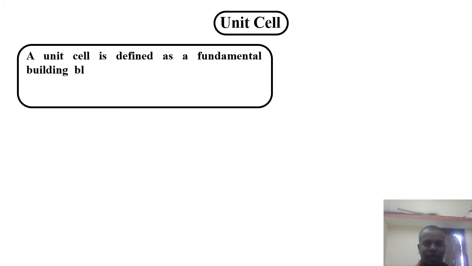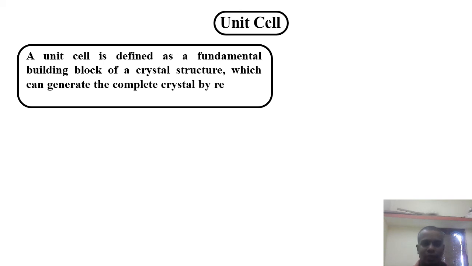Unit cell is defined as a fundamental building block of a crystal structure which can generate the complete crystal by repeating its own dimension in various directions. So this we can call the unit cell.